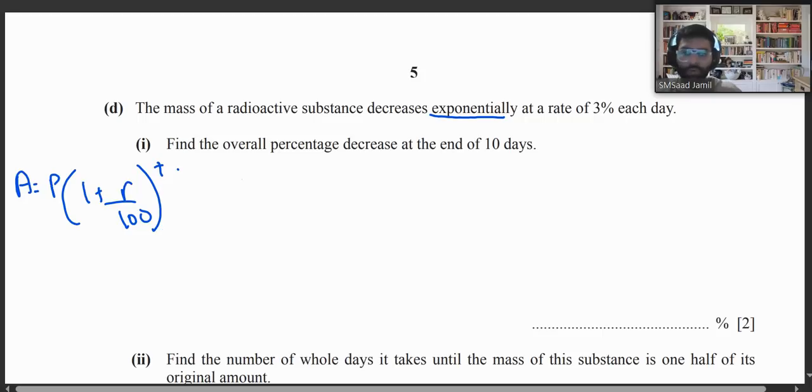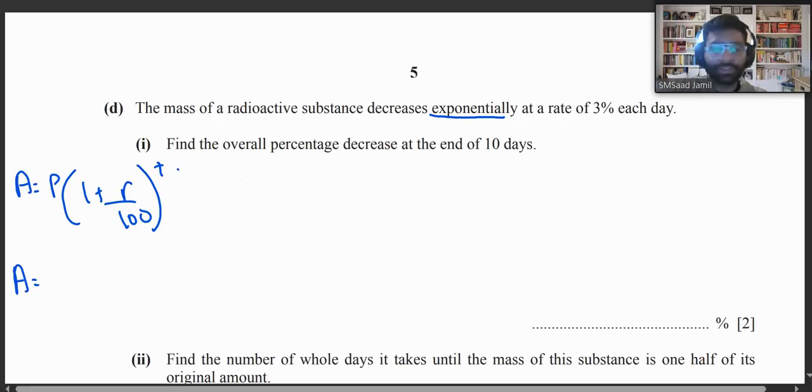So look, the question basically says find the overall percentage decrease. So we need to find out the amount. Now guys, think logically. Let's say, God forbid, you're living in a city and there are radioactive waves. It says radioactivity decreases exponentially at a rate of 3%. So the first day, oh, this is a good thing. Radioactivity is decreasing. Okay. So alhamdulillah.